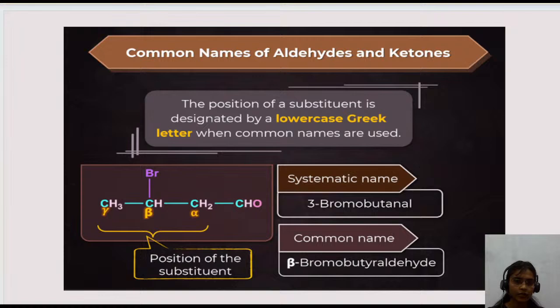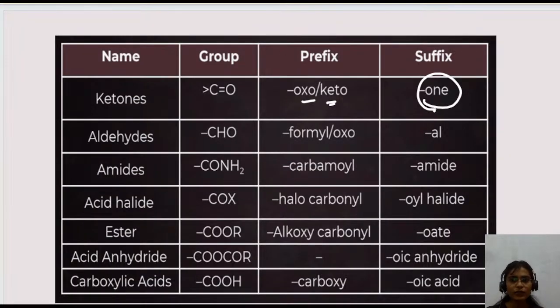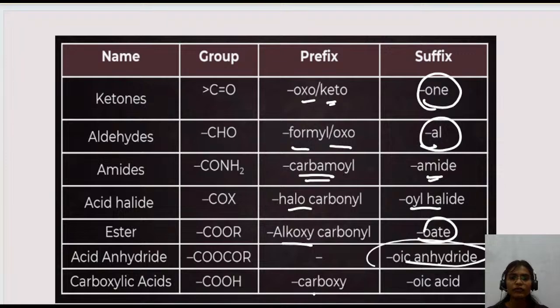Let's go back again. Sorry, not this slide. Okay, back. Look at this. We use the suffix if something is superior, otherwise go with the prefix. Aldehyde: formyl or oxo, otherwise al. For this one carbamoyl, otherwise amide. For this one halocarbonyl, or oyl halide. For this one oxycarbonyl, and oate. And for this one directly oic anhydride. And for this one carboxy, or oic acid is there. Don't worry, let's solve some questions. Try to answer the question. Then we have to go with the common name. So let's see some names.